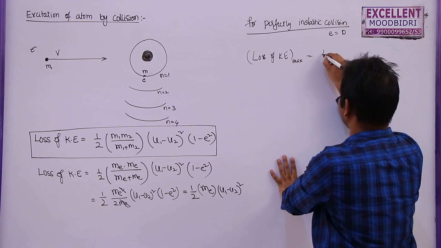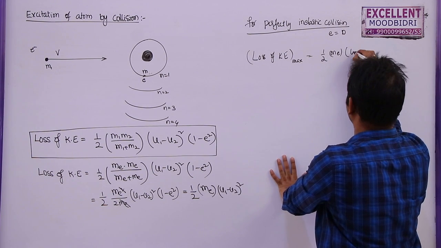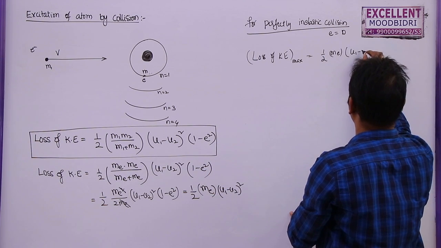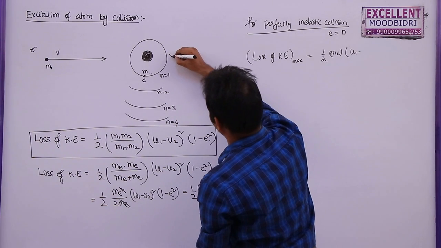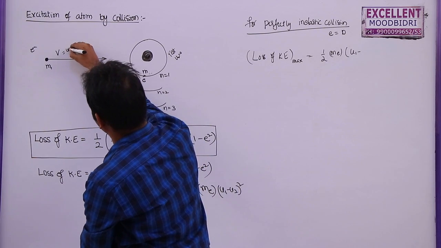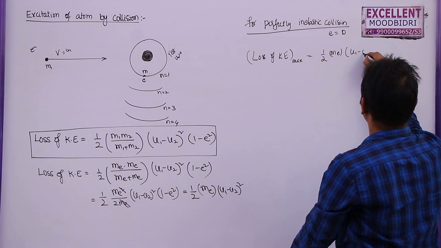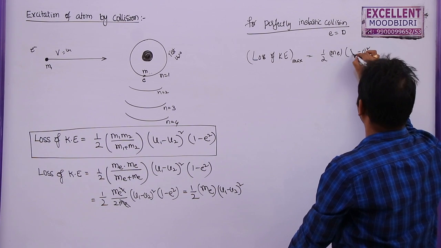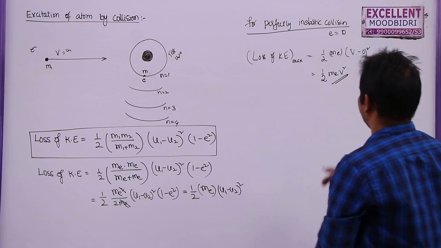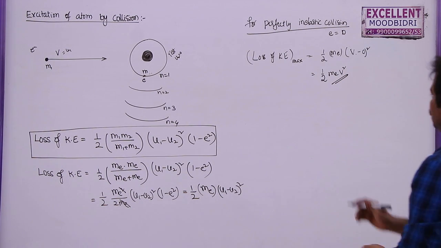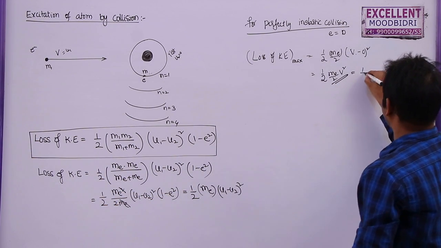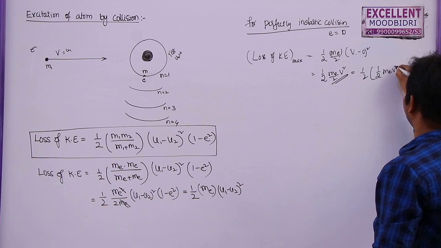So this is given by half into m_e into (u1 minus u2) whole square into (1 minus 0 square), which becomes 1. As the hydrogen is initially at rest, u2 is equal to 0, and u1 is this velocity, given as v. So this can be written as half m_e v square, and here m_e by 2 is there. So this is half into half m v square.